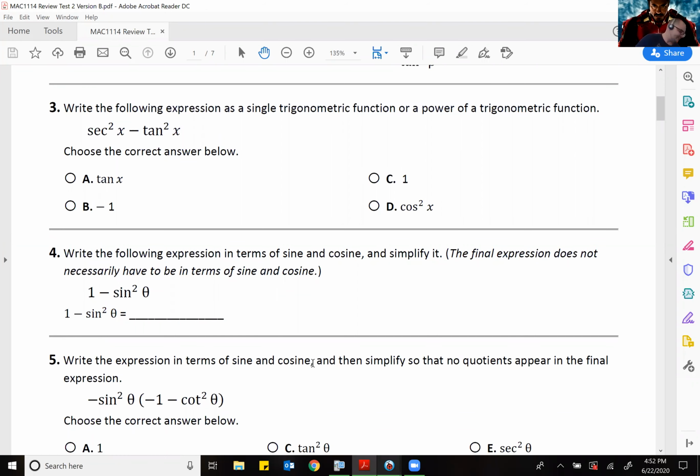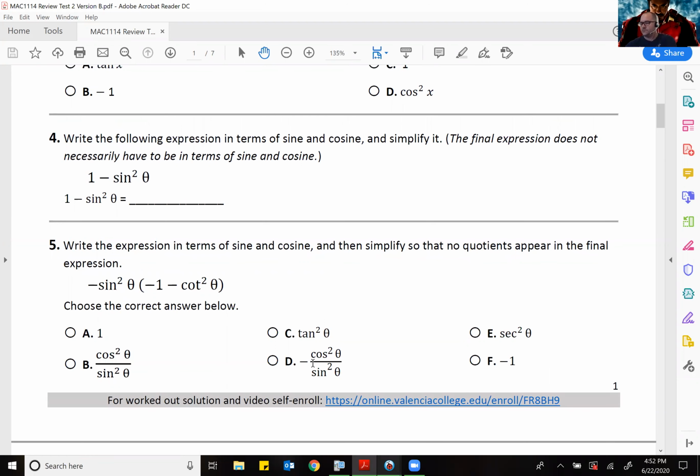All right, number 5. So again, we're still in 10.1.